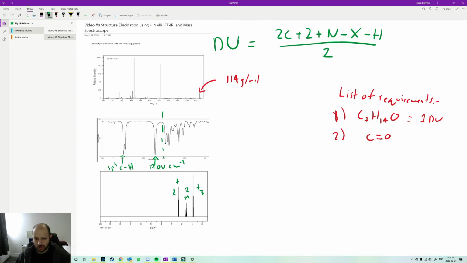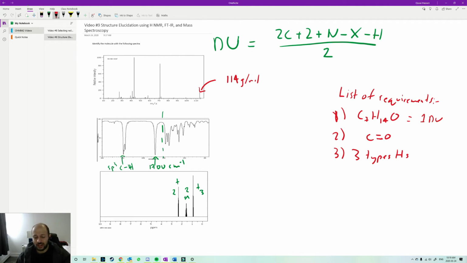But anyways, so that's what I get. So the first thing that I see, and the next criterion that I'm going to add here, is I have 3 types of hydrogens because I only have 3 distinct protons, right? Okay, so now I could start making my structure.